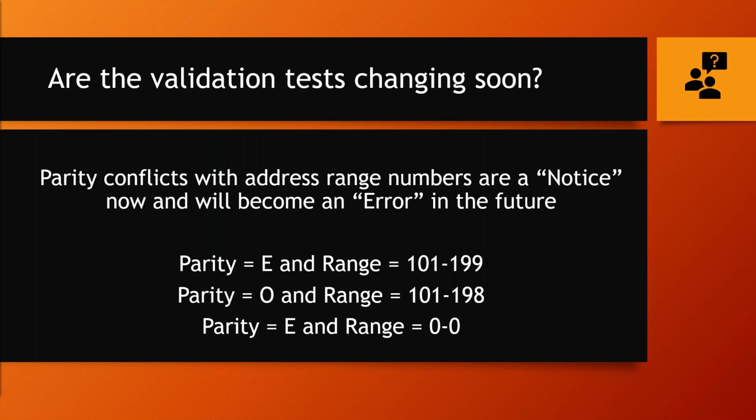Are the validation tests changing soon? Yes, but only with one small change. Right now, parity conflicts with address range numbers are notices, and they will become errors. What I mean by that is that you have a range of 101 to 199 and a parity of E for even. That is a conflict. Similarly, having 101 to 198, so you have an odd number and an even number, but you say the parity is odd only, is a conflict.